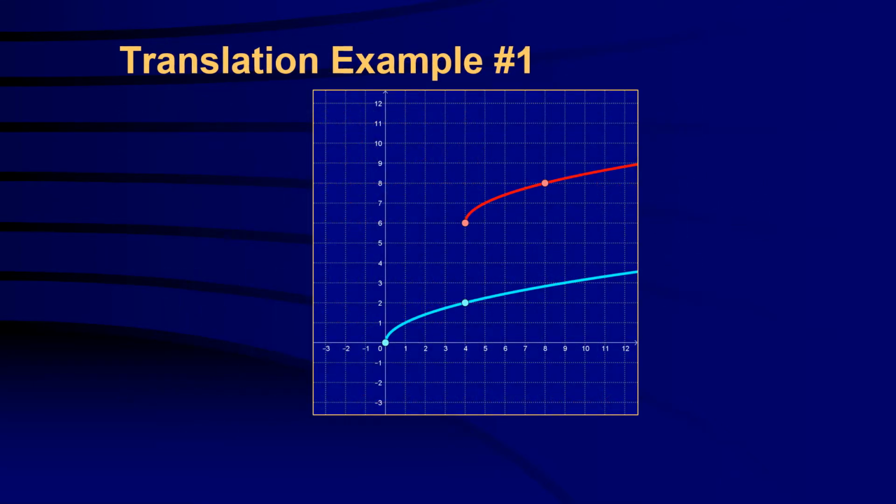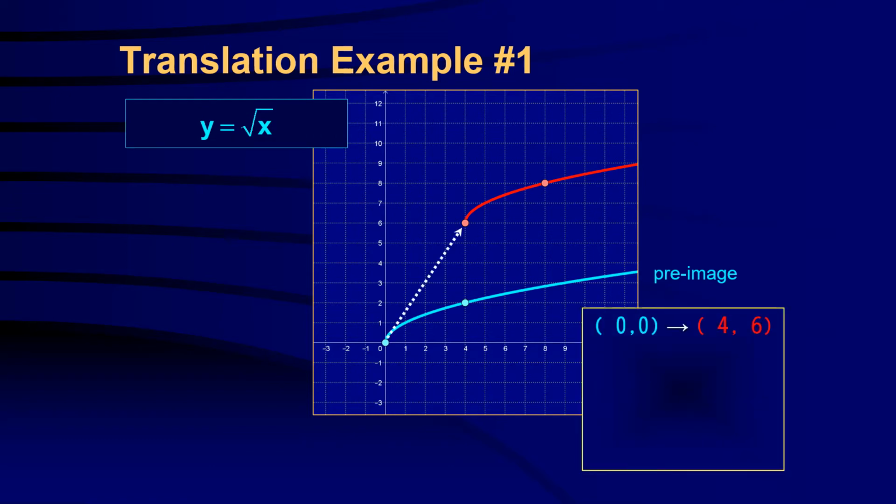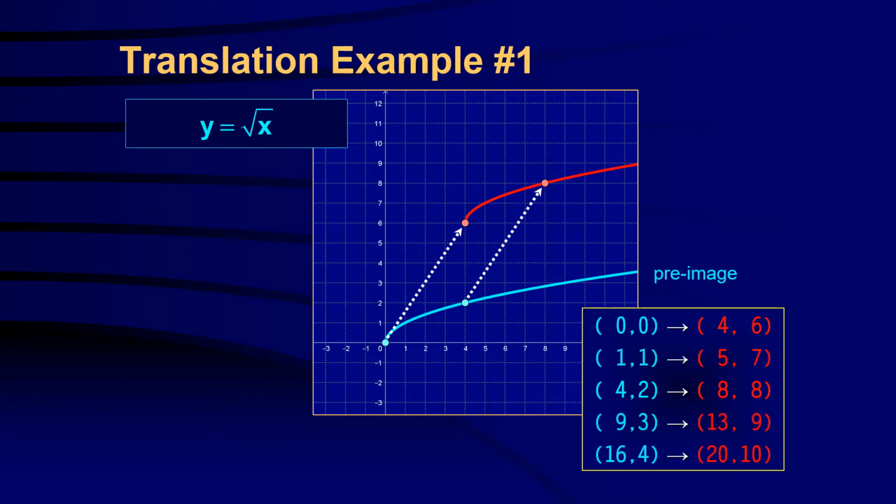Let's look at various translation examples. We'll begin by looking at the light blue graph, a graph that has not been affected by any form of transformation. That would be referred to as a preimage. Now that graph is of the square root parent function. And we're going to take points of that square root function, for instance, (0, 0), and map it to a new point, (4, 6). Just as we can take (4, 2) and map it to (8, 8). Now those are the only two that I'm going to show you with arrows, but we could have also mapped (1, 1) to (5, 7), (9, 3) to (13, 9), and (16, 4) to (20, 10). Those new points make up what we'll call an image.